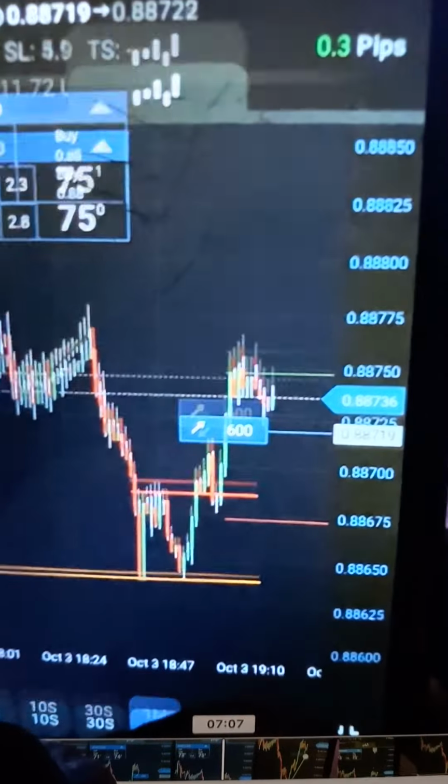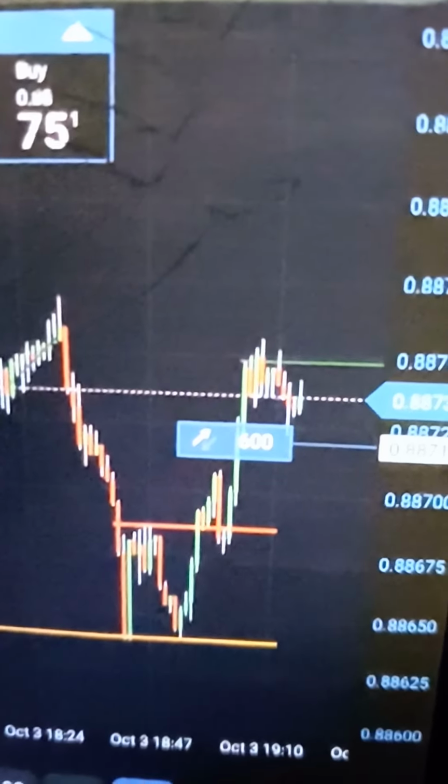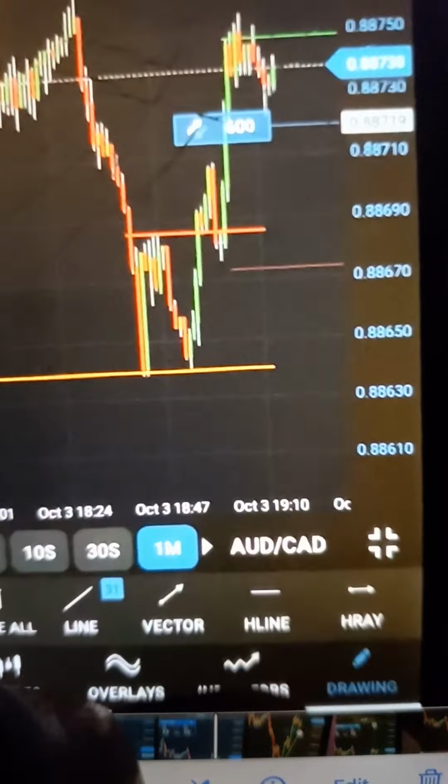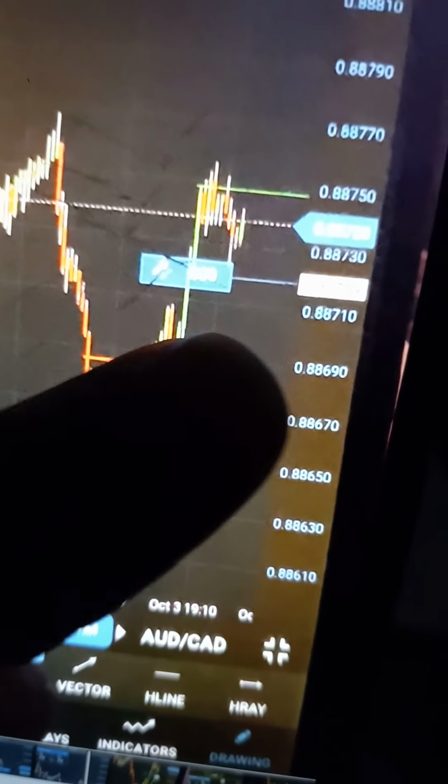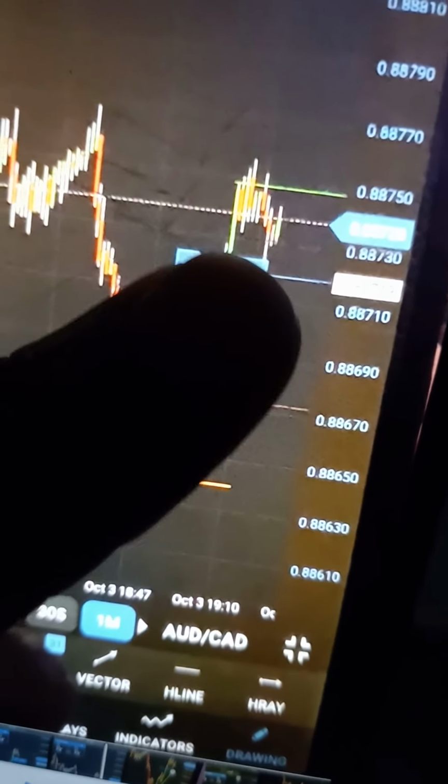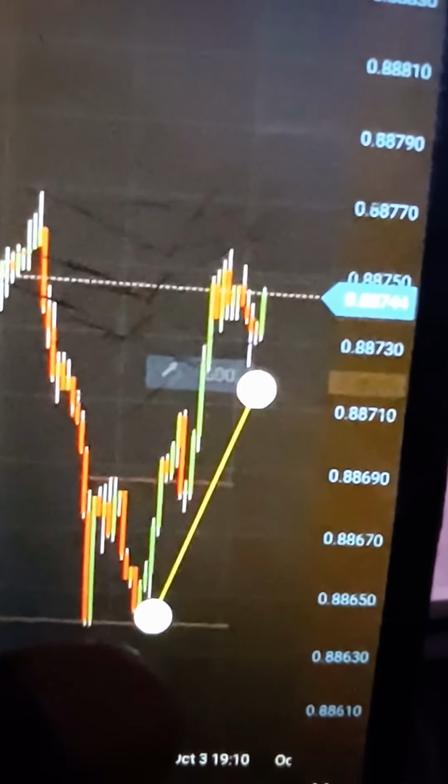Okay, this is what I'm looking for. You see that red candle? Let me pause it. You see this red candle that was formed right here above this unit box? I'm looking for a green candle to close above it. That signifies that the uptrend continues. I'm gonna fast forward it. And as you see, that was a close. Wait on it.